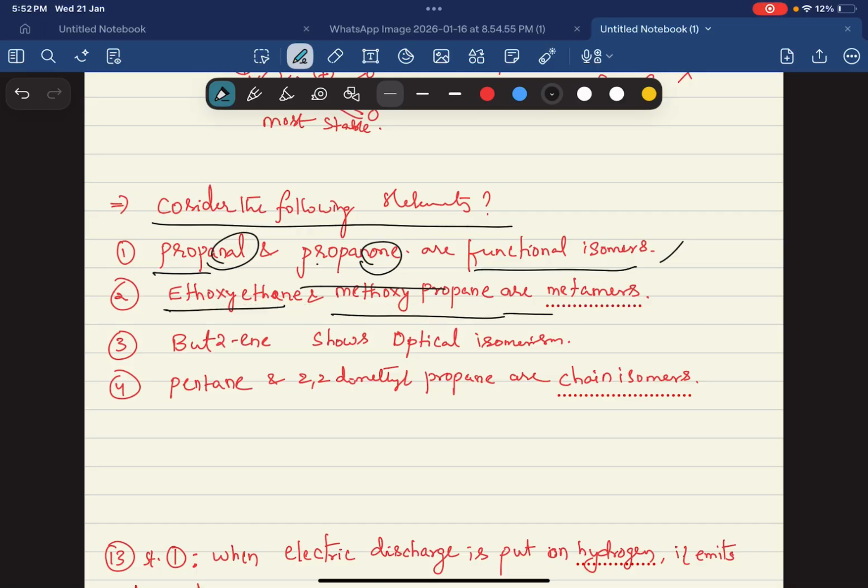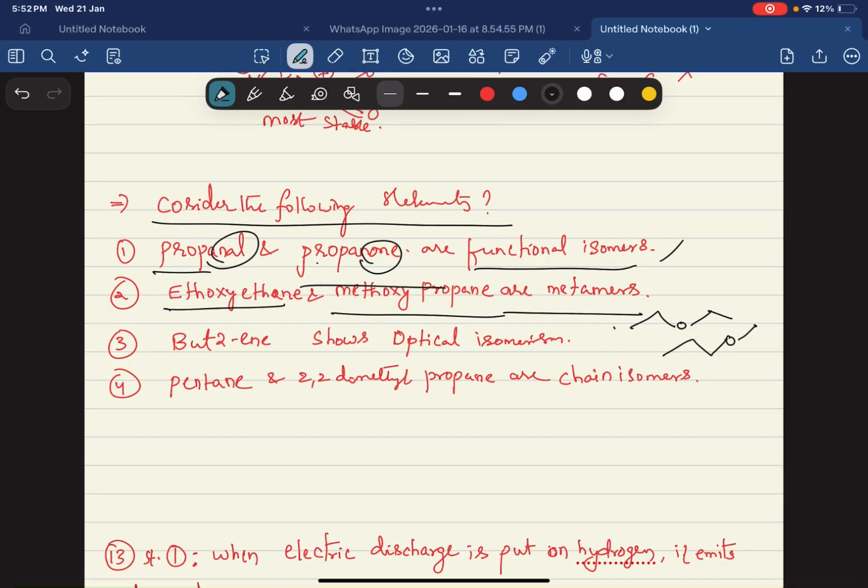Ethoxyethane and methoxypropane are metamers. So that is also correct only, right? Ethoxyethane is this one and methoxypropane is this. Both have the same molecular formula, but the alkyl group connection to oxygen is different. Those are called metamers.